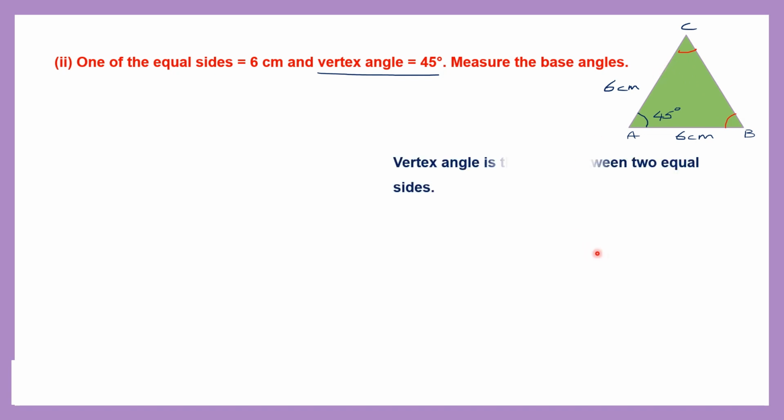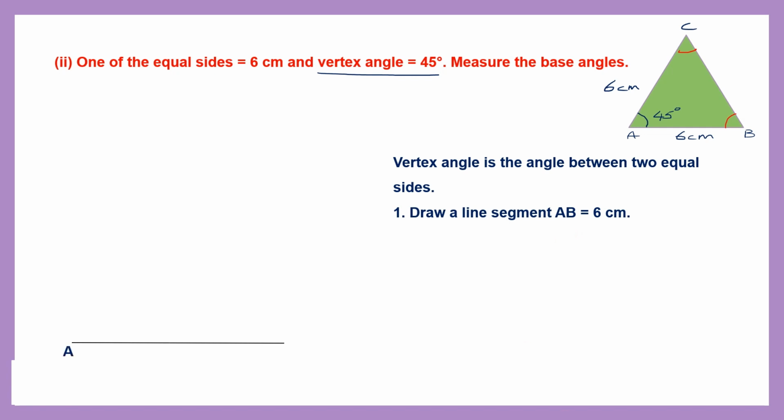So let's begin. First step, the vertex angle is the angle between two equal sides. You have to remember that. The vertex angle, that is 45, will be between two equal sides. First step, draw a line segment AB equals 6 centimeters. So A and B, and this is 6 centimeters.